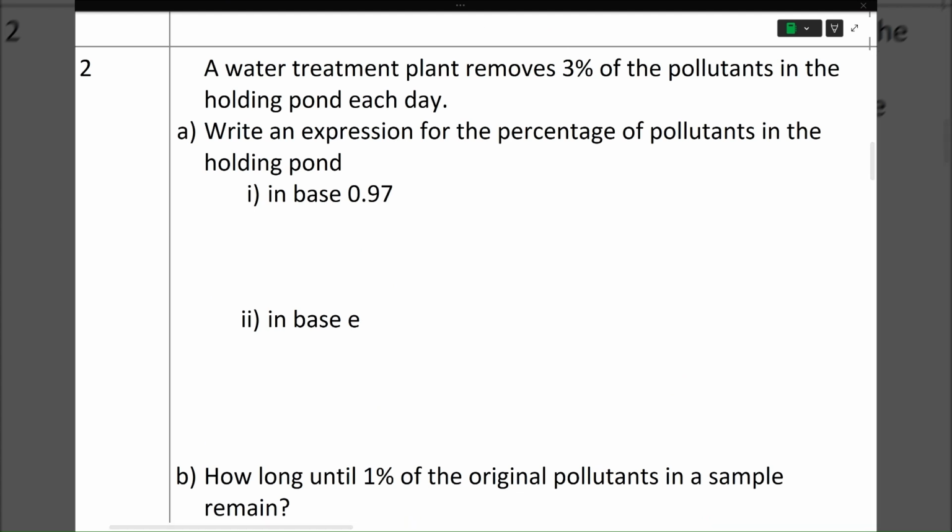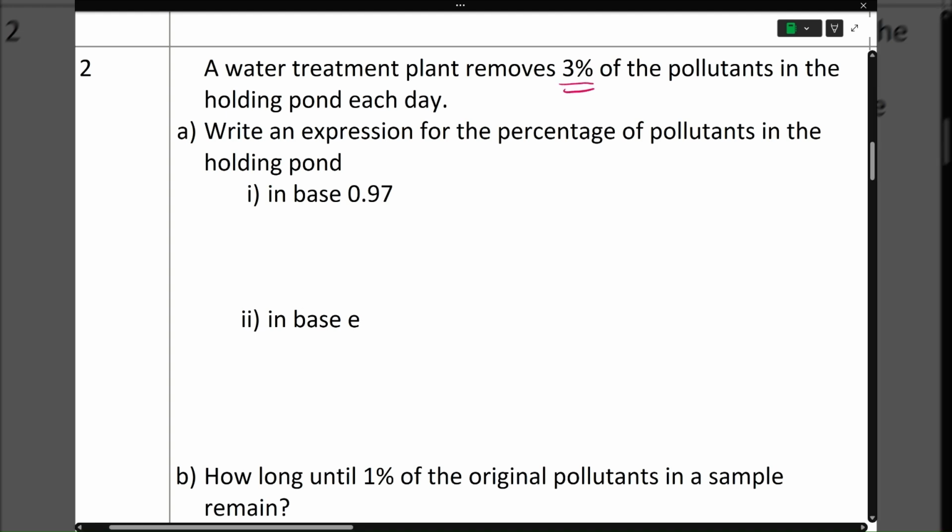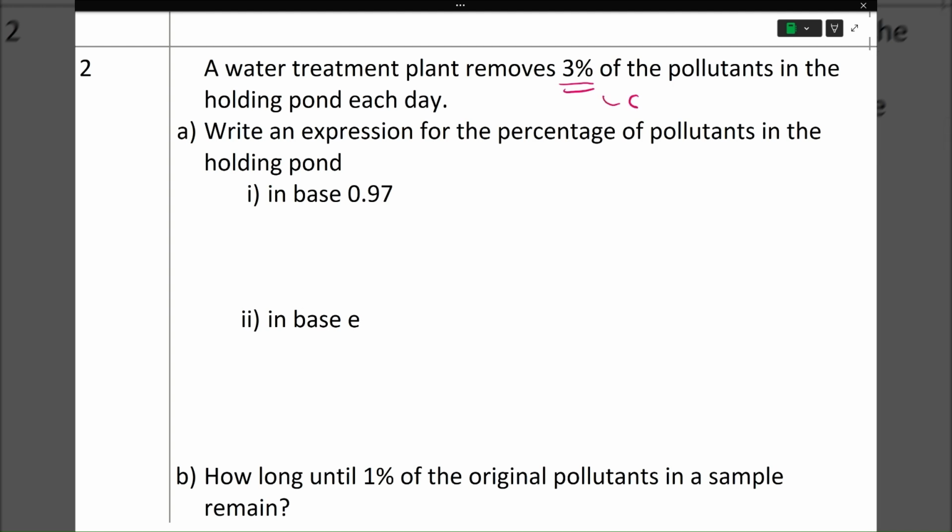Question 2 says, a water treatment plant removes 3% of the pollutants in the holding pond each day. Write an expression for the percentage of pollutants in the holding pond. First of all, in base 0.97. So 0.97 comes from this idea that we remove 3%. So after 1 day, the amount remaining is 97% or 0.97.